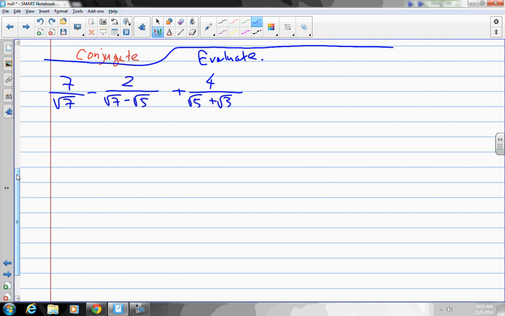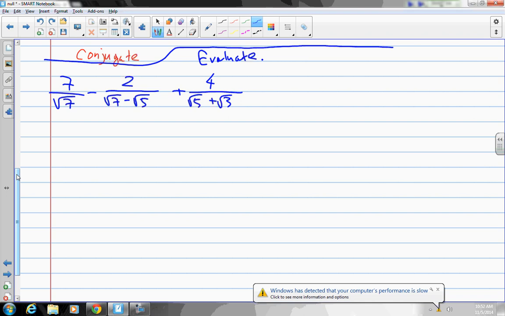Yeah, the denominators have to be the same. Find the least common denominator. These three denominators are very different, so the LCD would be the product of all three. The LCD, as it's written, is square root of 7 times square root of 7 minus square root of 5 times whatever that last one is, square root of 5 plus 3.